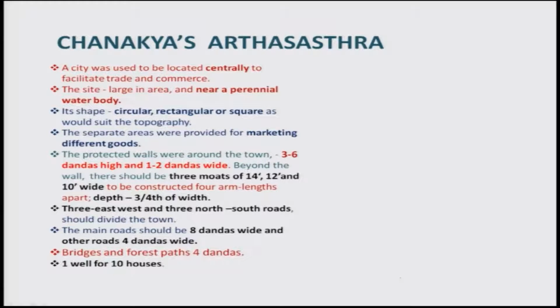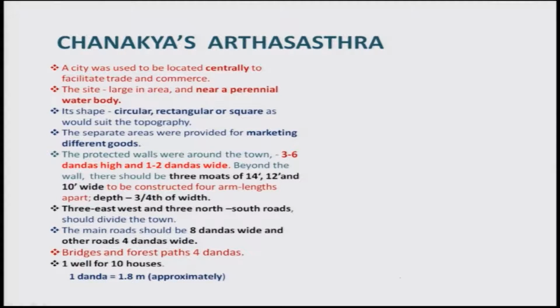Separate areas were provided for marketing of different goods. Protective walls were built around the town, around 3 to 6 dandas high. One danda is basically around 1.8 meters, and there should be 3 moats to protect the city from enemies, 14 feet, 12 feet and 10 feet wide, 4 arms apart, and the depth will be three-fourths of the width. They have defined something, but there might be some changes here and there.